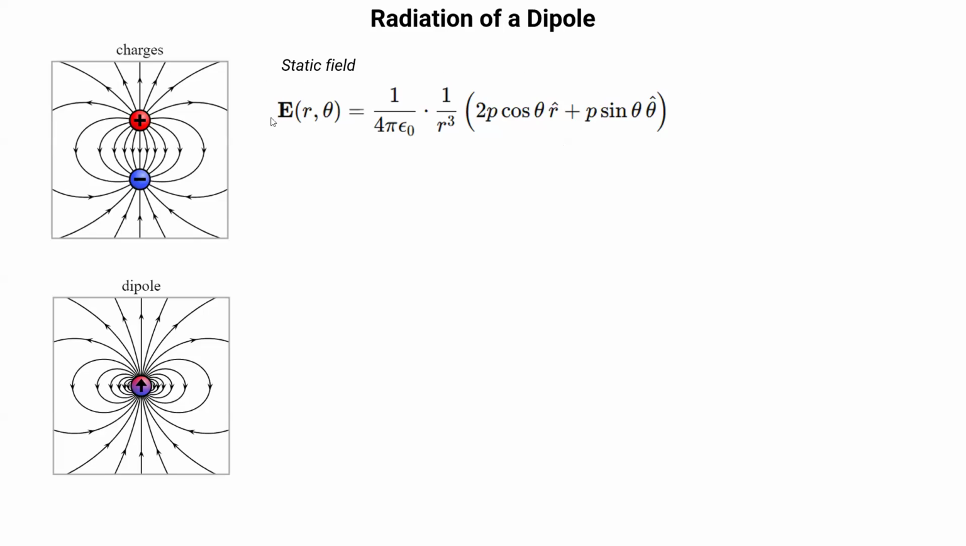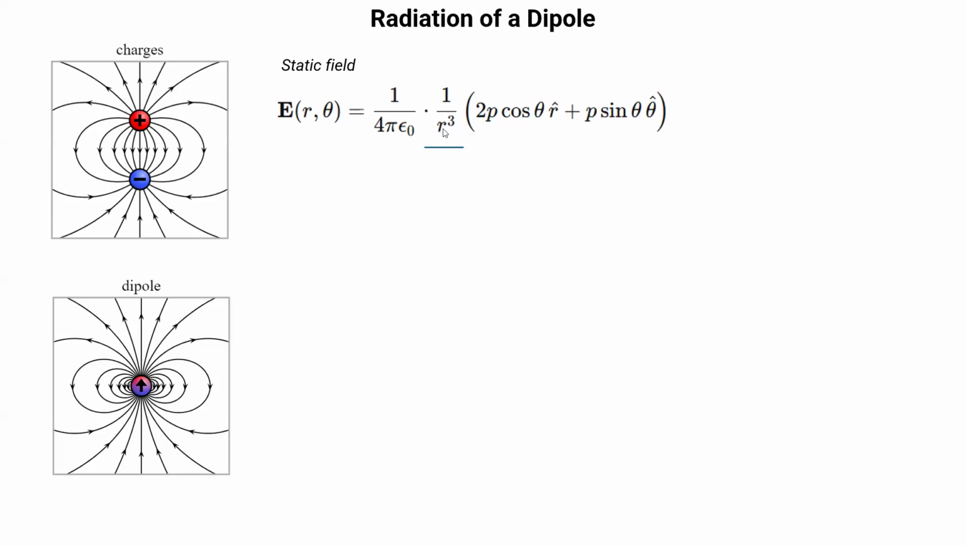Yeah, so this is the formula describing the electric field distribution around a dipole with a dipole moment P. The dipole moment is simply the charge quantity multiplied by the distance between the positive and negative charge. So this function describes the dependence of the electric field lines around the dipole.